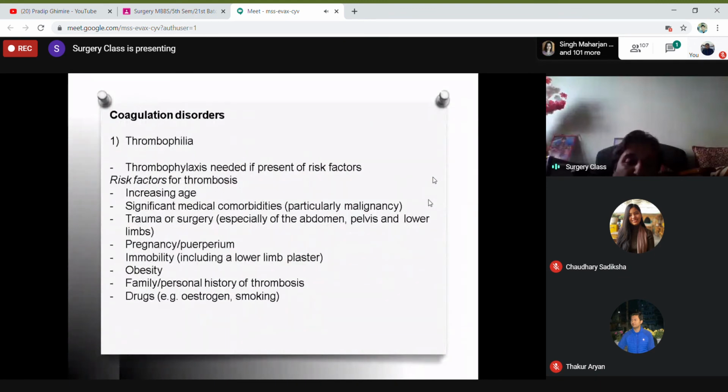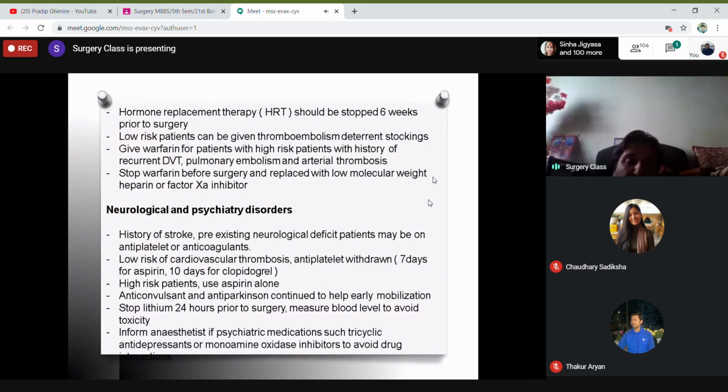And coagulation disorders: thromboprophylaxis is needed for obese patients, or those with a history of trauma, bedridden patients, pregnancy or porphyria. So all these things have to be taken care of. And the patients who are on hormonal replacement therapy, usually after menopause, it has to be stopped 6 weeks prior to surgery.